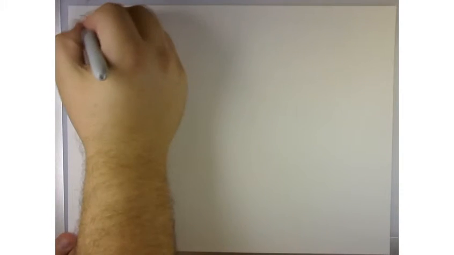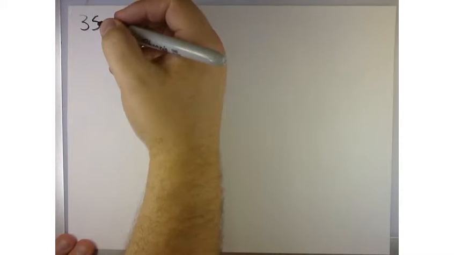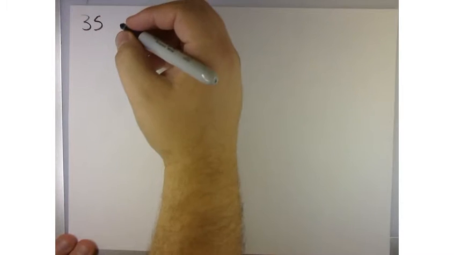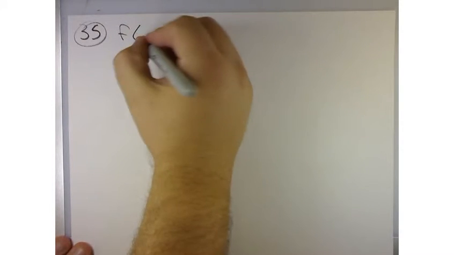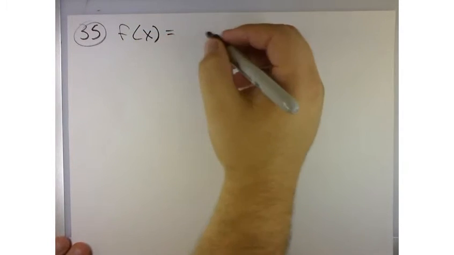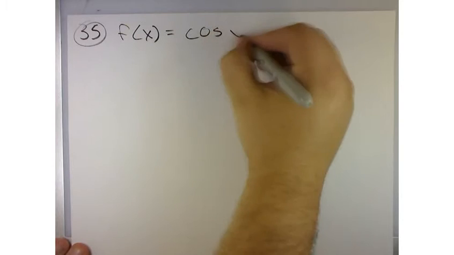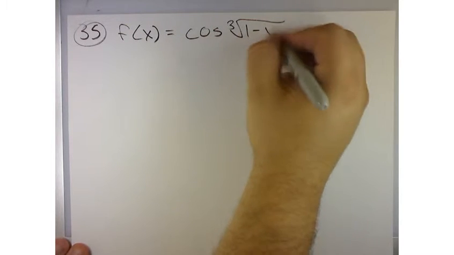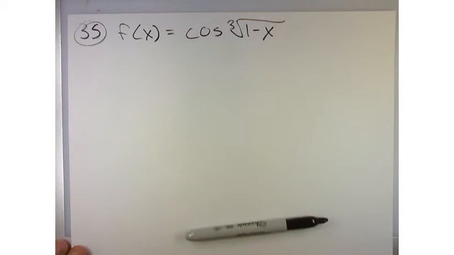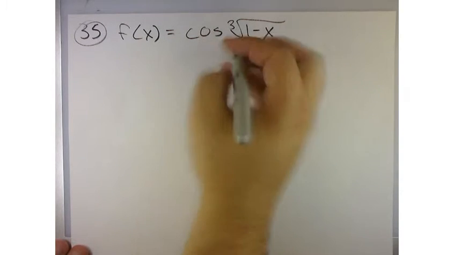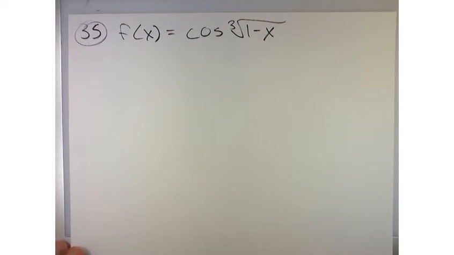I'm gonna write it down just a little differently. So for problem number 35, they say f of x is equal to cosine of the cube root of 1 minus x. And so if I can make this some sort of composite function, okay?